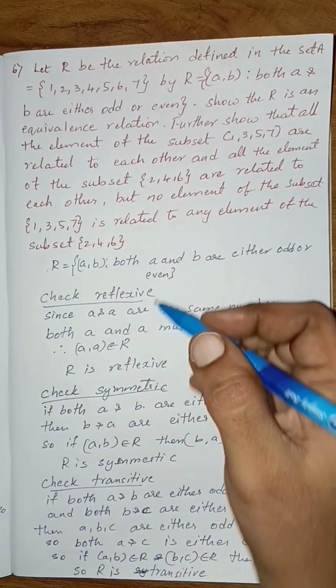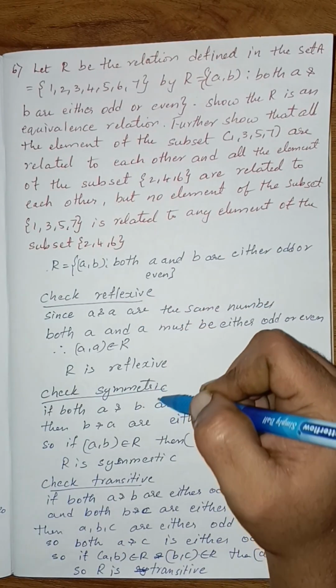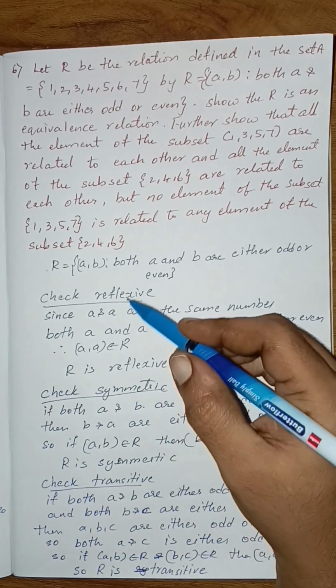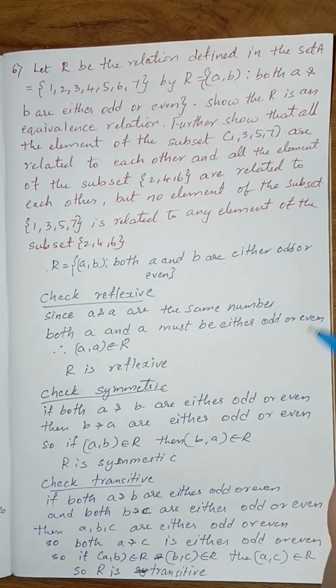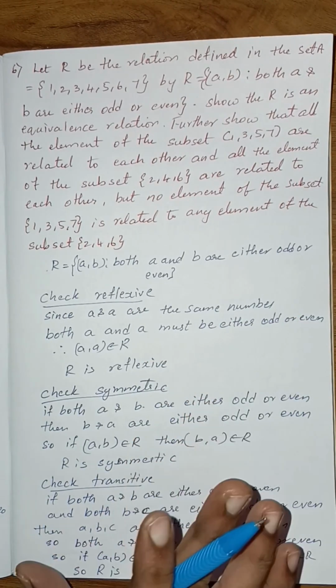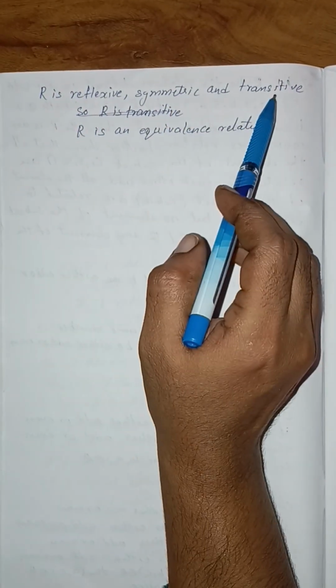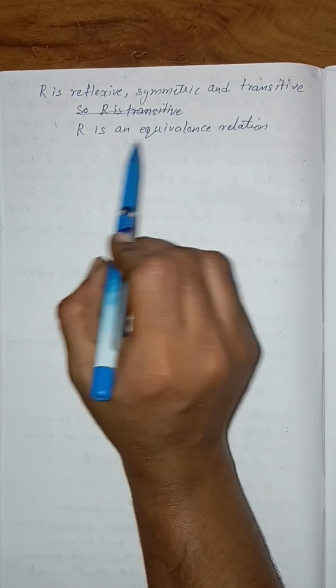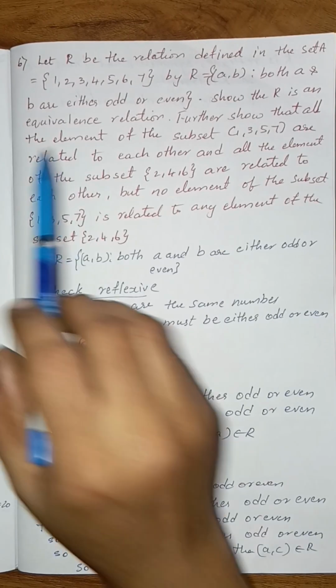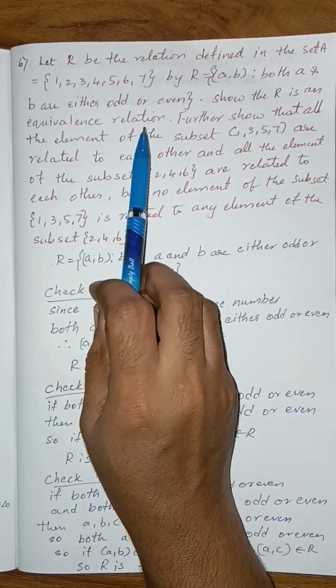So here we have proved it is reflexive, it is symmetric and transitive. So all three properties are proved. So R is reflexive, symmetric and transitive, so R is an equivalence relation.